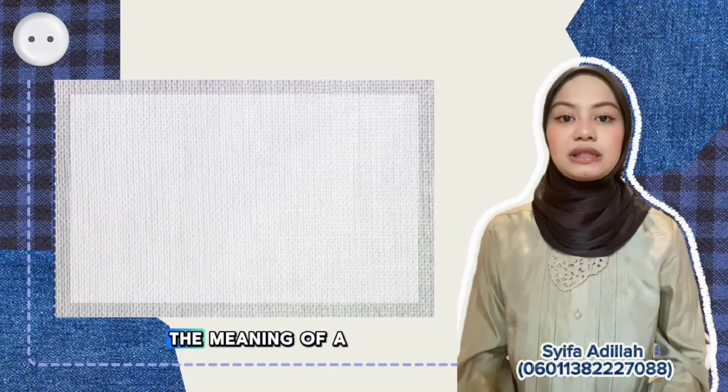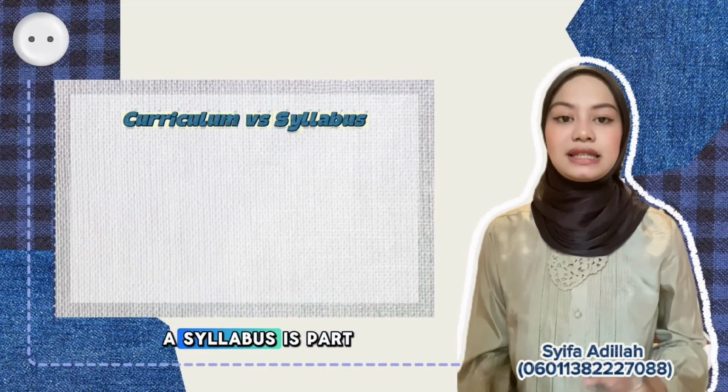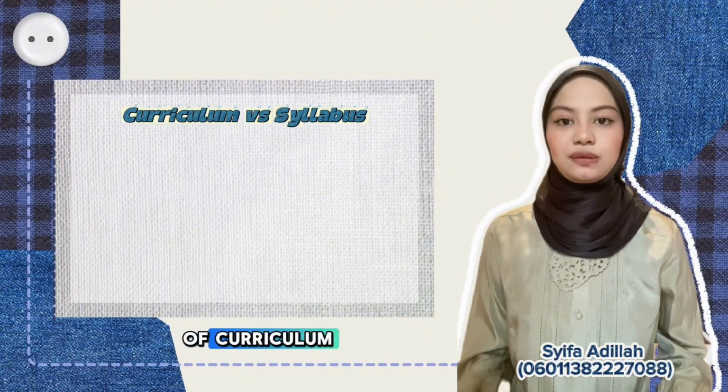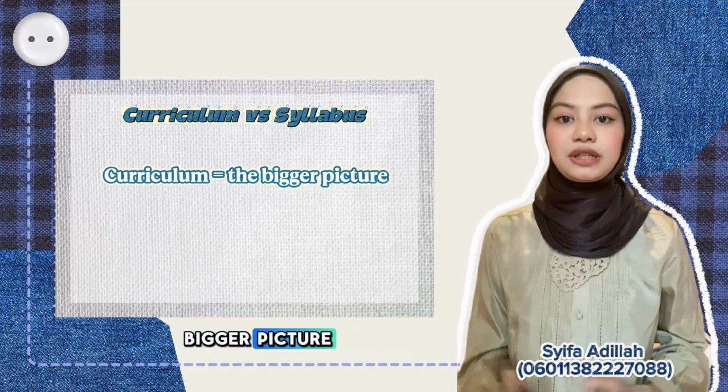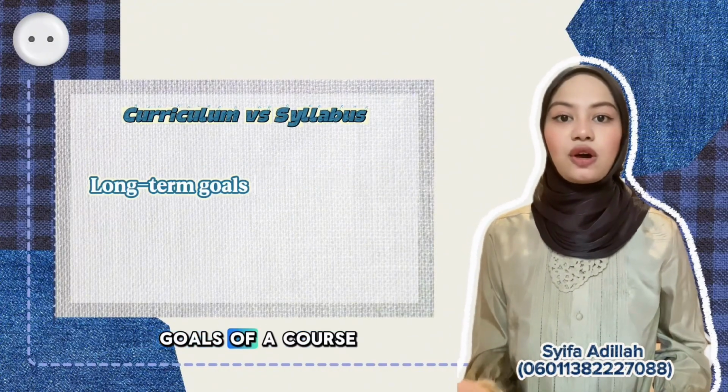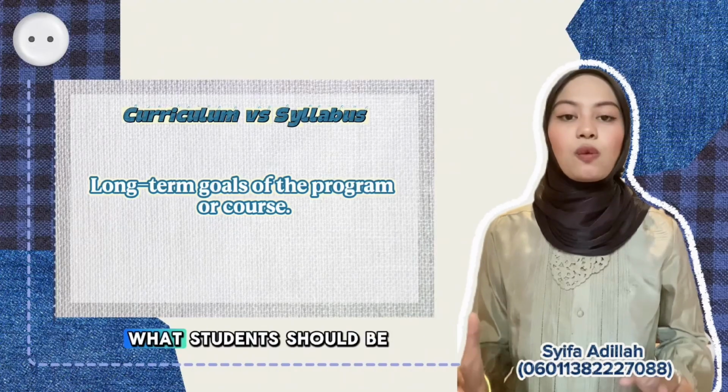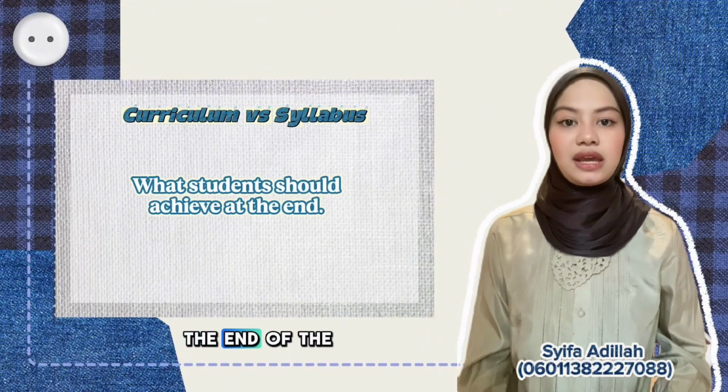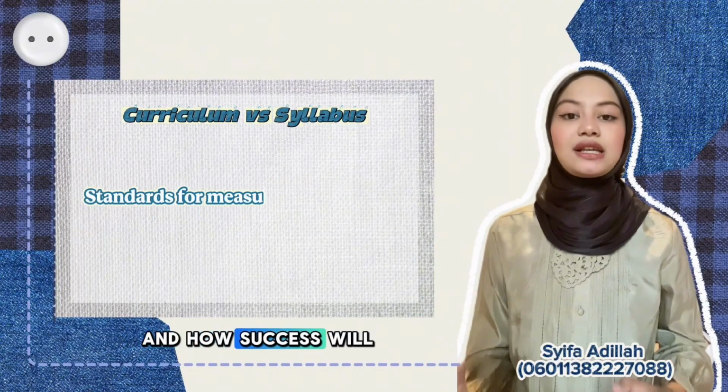Let us begin with the meaning of a syllabus. A syllabus is part of curriculum. The curriculum is the bigger picture. It includes the overall goals of a course or program, what students should be able to do at the end of the course, and how success will be measured.